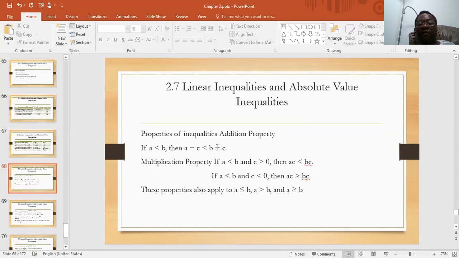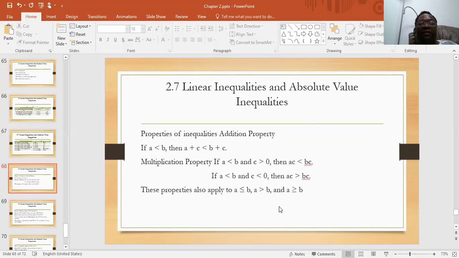These are some properties of those inequalities. If you have a less than b, if you add the same number to both sides, the inequality will still be the same. But if you are doing multiplication, you have to be careful. If you are multiplying by a positive number, the inequality remains the same. But if you are multiplying by a negative number, you will reverse the inequality.